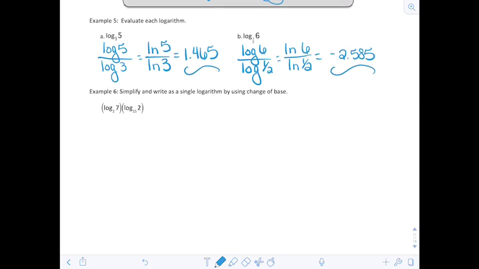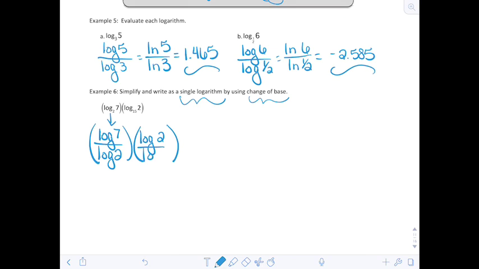It's kind of cool. We're going to simplify the product of these two logs. We're going to write them as a single logarithm and use that change of base formula. If we look at the first problem, we have the log base 2 of 7. The change of base formula, we'll put this in terms of common logs, and that gives me the log of 7 divided by the log of 2. Then we're multiplying that by the log base 15 of 2, and if I write that using the change of base formula, that's the log of 2 divided by the log of 15.